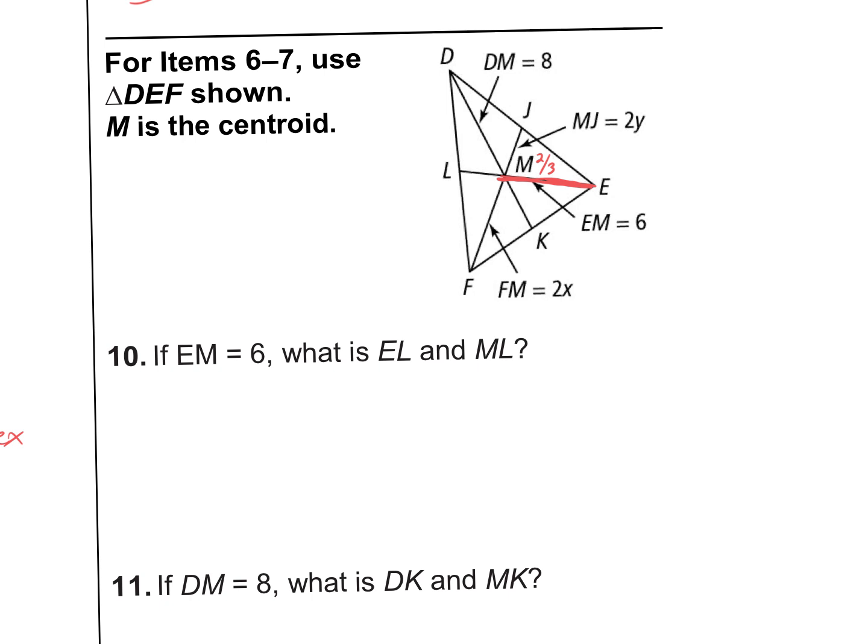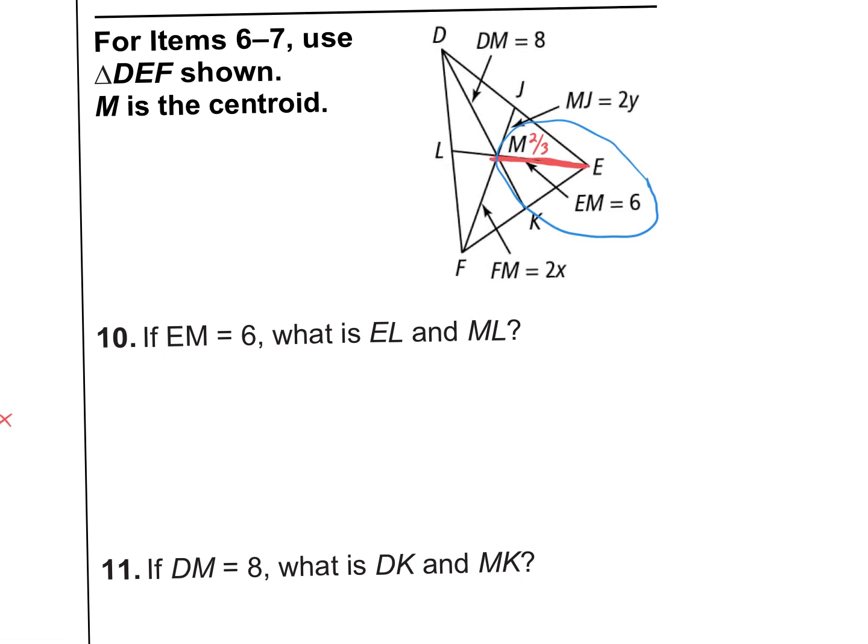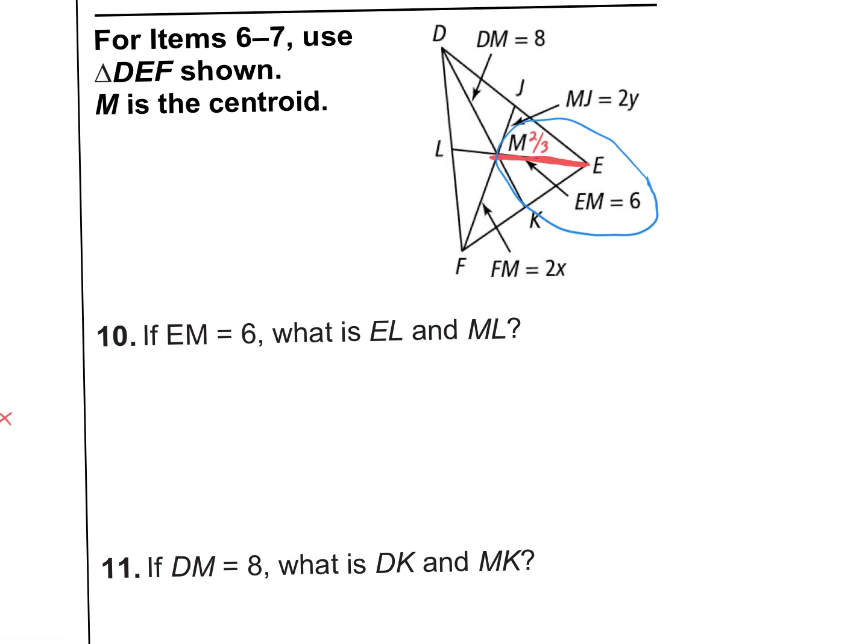So we want to set up an equation. Use what you're given. We know EM is 6, and we know it's 2/3 of the whole thing. So what's an equation that I can set up? We know EM is 6, right? What else do we know? 6 is 2/3 of what? EL. Yep, EL is the whole thing, so we know 6 is 2/3 of EL. How do I solve that for EL? By?